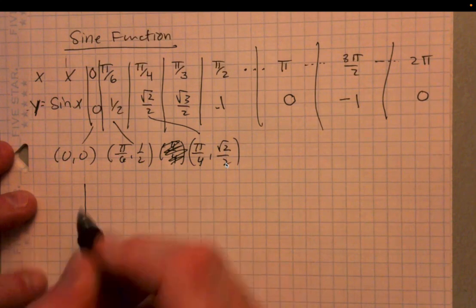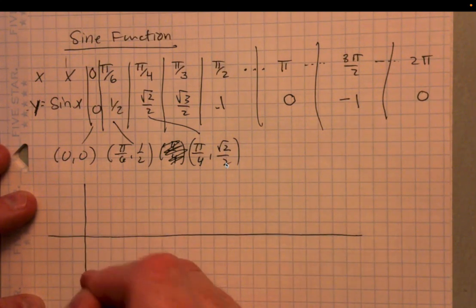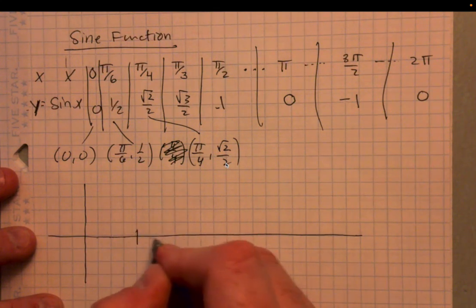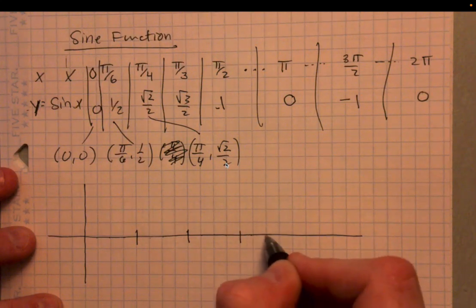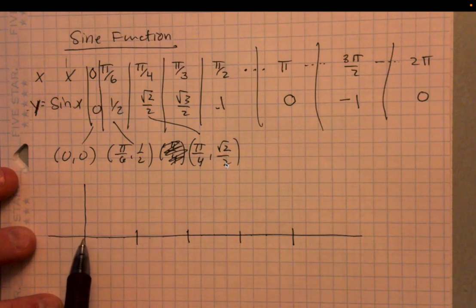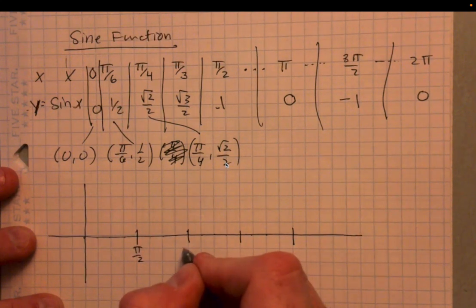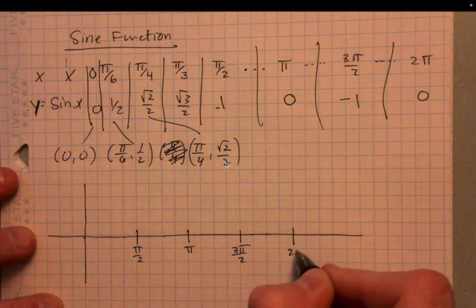So I'm going to try to do a nice plot here, something that looks reasonable. Okay, so I'll see 1, 2, 3, 4, 1, 2, 3, 4, 1, 2, 3, 4, 1, 2, 3, 4. Okay, so this is 0, 0, and then this I'm going to make pi over 2, and then I'm going to make this pi, and then 3 pi over 2, and then 2 pi.